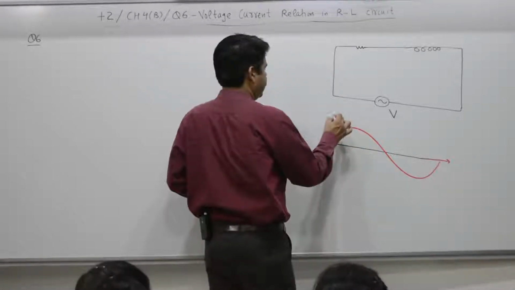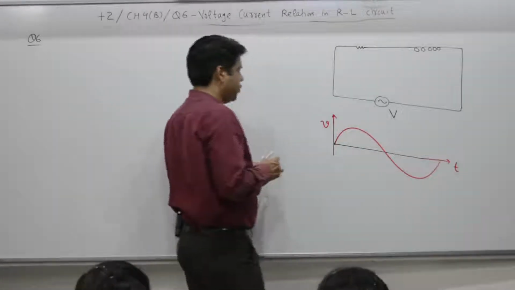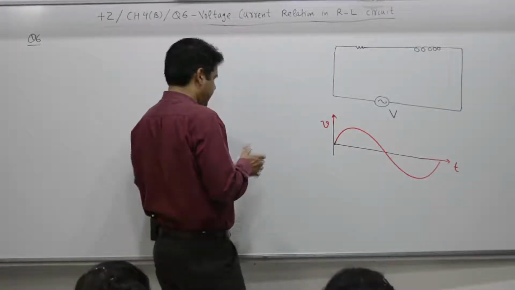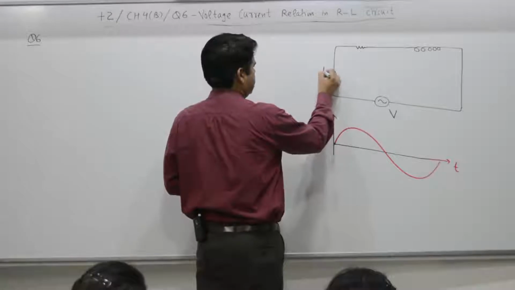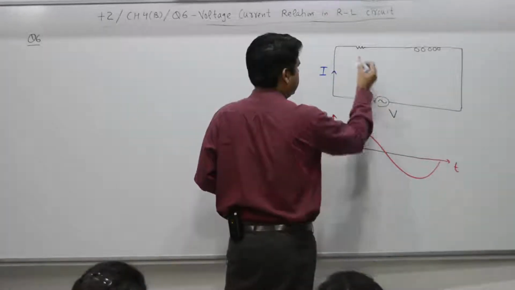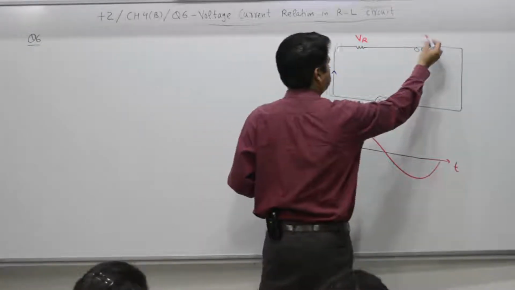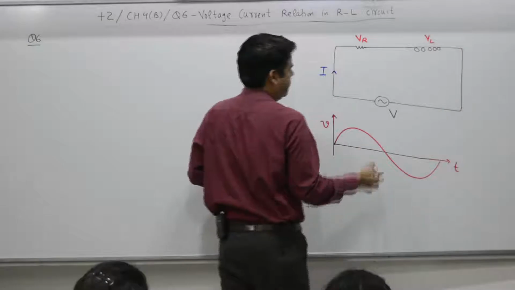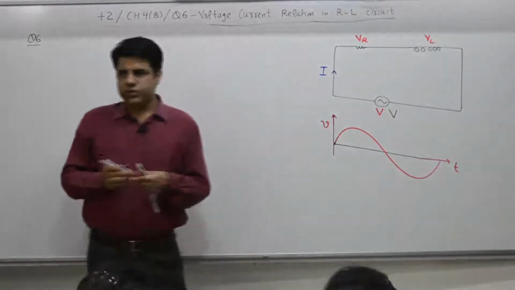This is how voltage varies with the time. What you have to find out is current I. Applied voltage is V. Voltage across the resistance is VR. Voltage across the inductor is VL. Applied voltage is V.